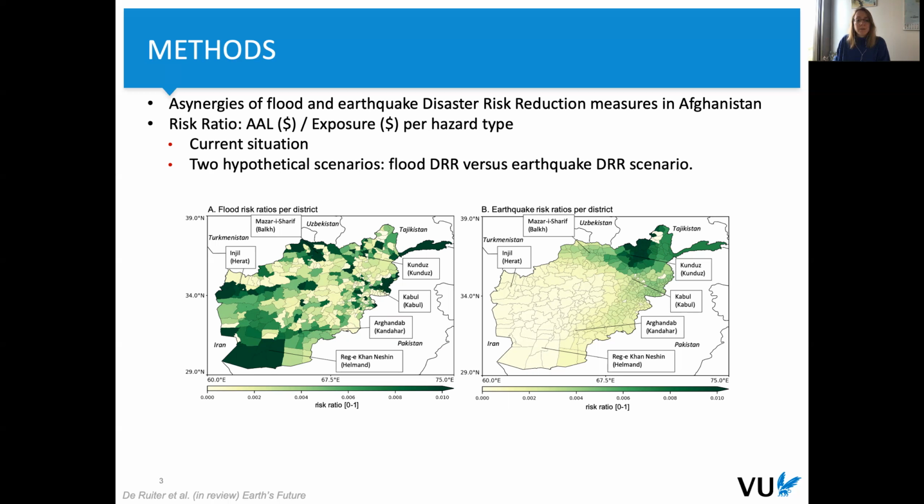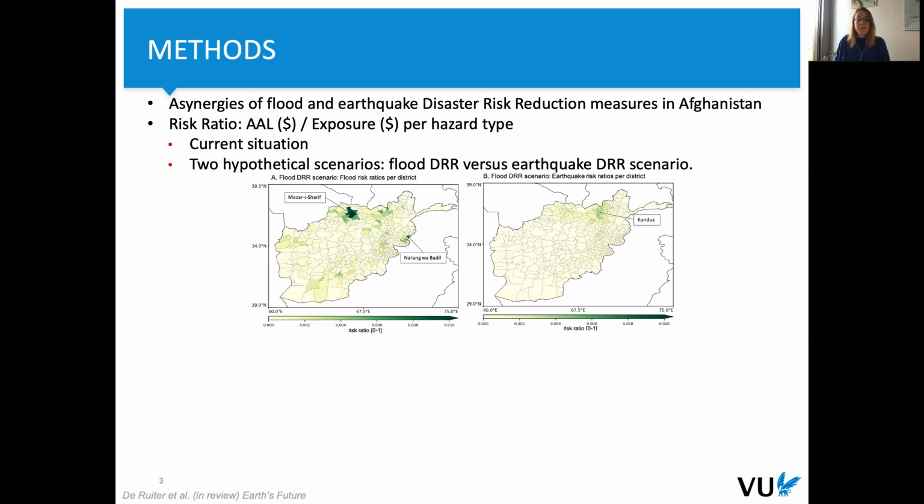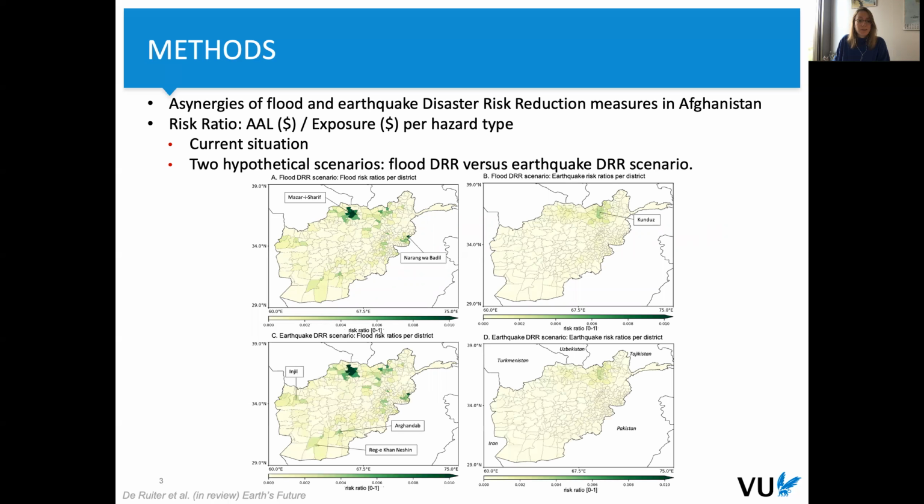With such an upgrade in building material, the value of the exposure increases significantly. Therefore, we used relative average annual losses, so the ratio of the average annual losses versus the value of the exposure. We calculated the average annual loss ratios four times: for flood risk and earthquake risk in the flood DRR scenario, and for both risk types in the earthquake DRR scenario.